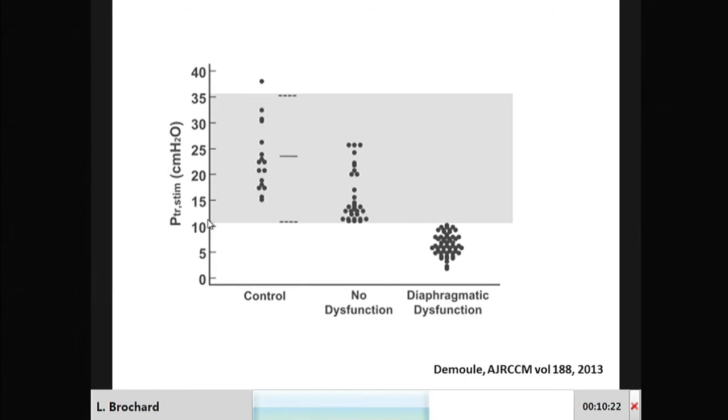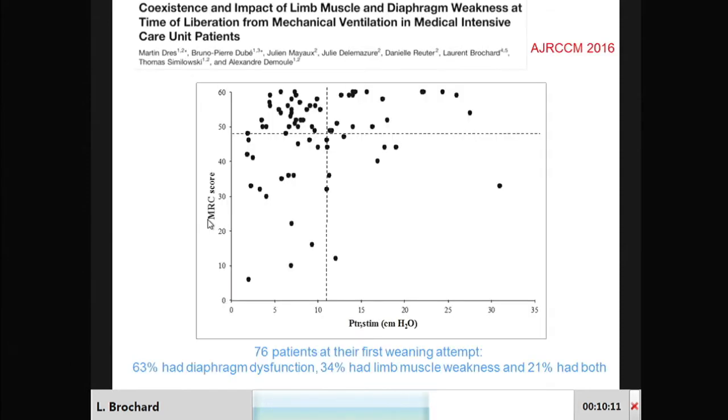So that's an interesting test because you don't need the contribution of the patient, you don't need the cooperation of the patient, and you can do that in ventilated patients. And this technique was used by Martin Dres in Paris to address, let's say, 3 questions.